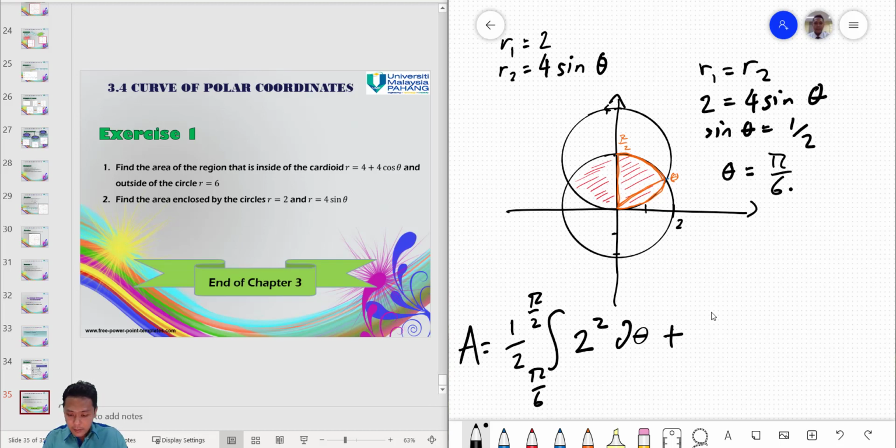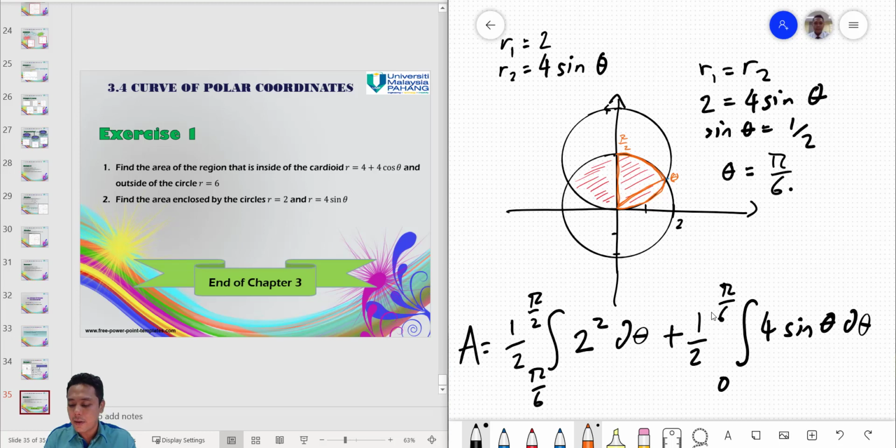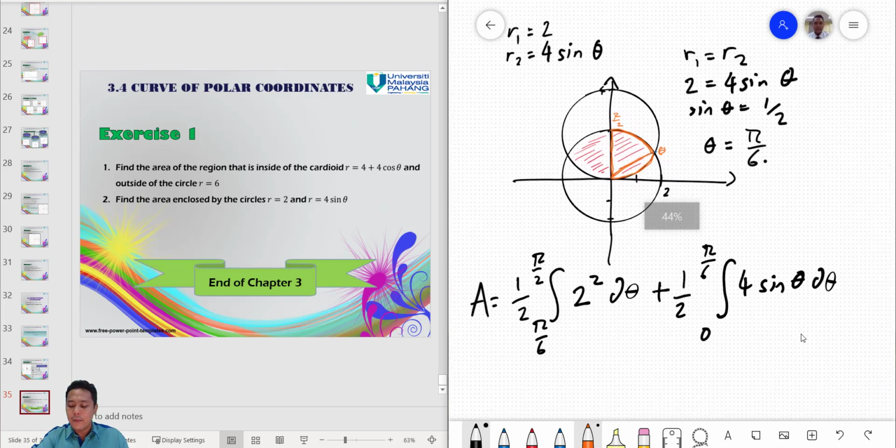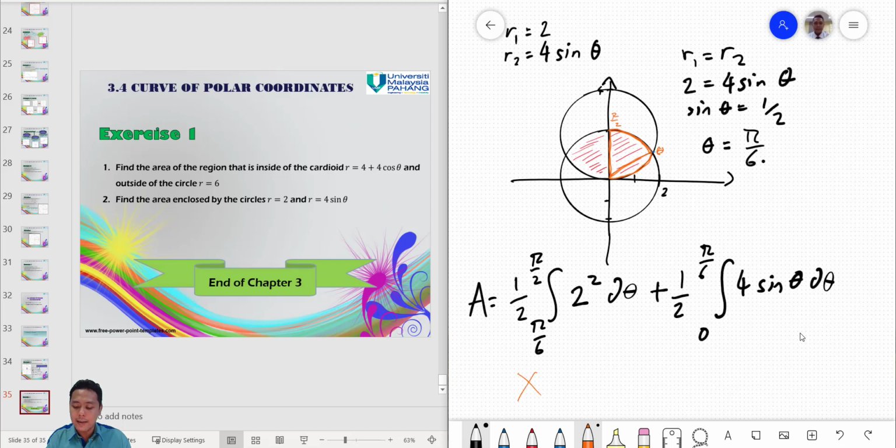Alright, for the first one on the top, settled, and then you do plus half from 0 until pi over 6, the point of intersection, for sine theta d theta. And I still opt for the first strategy. I want to find the area on the right first, and because it is symmetric at theta equals pi over 2, at the end I need to multiply by 2.